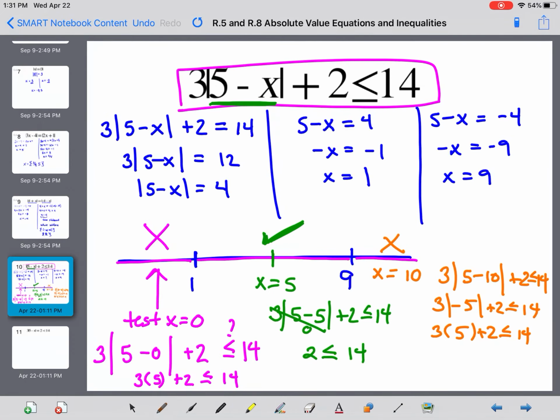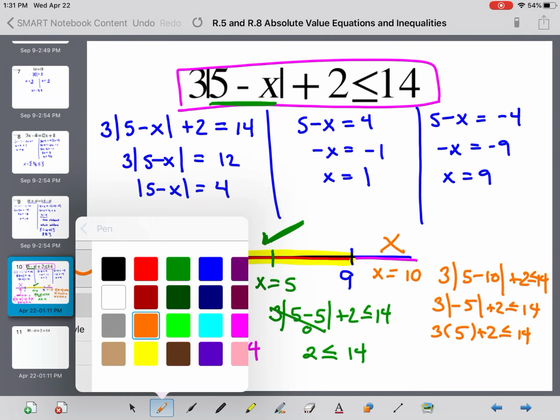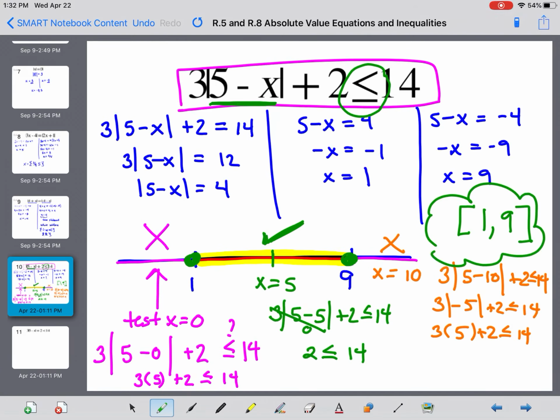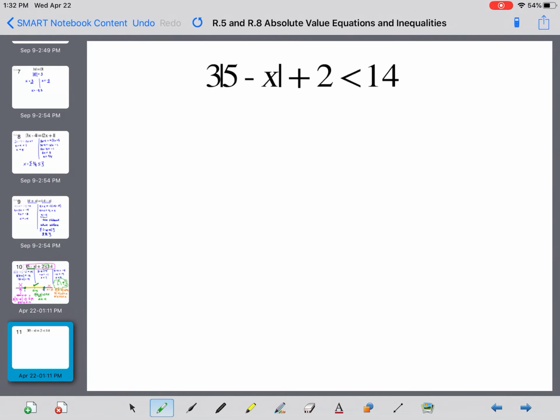So what works is the numbers between 1 and 9. So what I do here is I'm going to go ahead and highlight that, just to make that real obvious for me. That's going to work. And then I need to decide about my endpoints. So for my endpoints here, this is where I go back and I look at what my inequality says. This inequality is a less than or equal to. So that tells me that those points are actually going to be included. So what is my solution set here? Well, my solution set is going to be 1 to 9 inclusive. That is going to be my interval of values that are going to work.